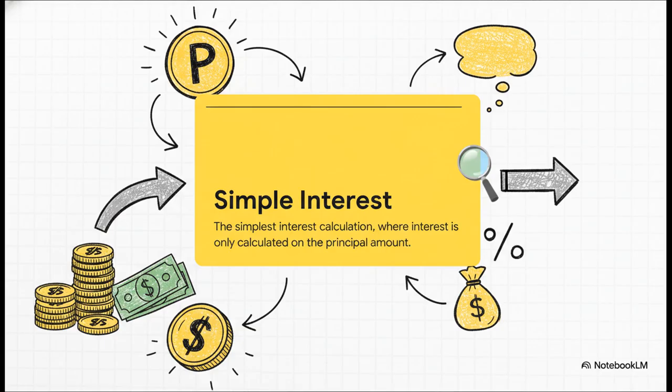Which brings us to simple interest itself. You can basically think of it as a little thank you fee the bank pays you for letting them use your money. Now, the most important part, and why it's called simple, is that the interest is only ever calculated on that initial principal amount. That's it. It never changes.